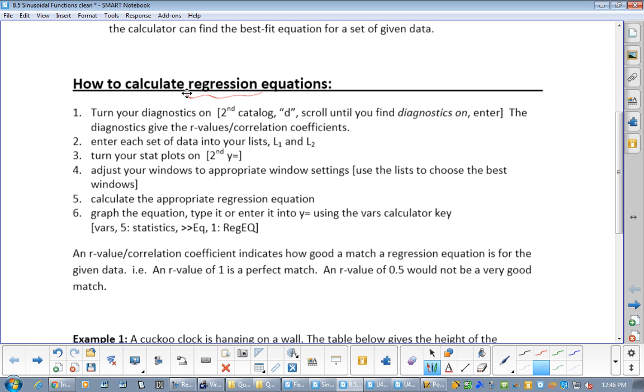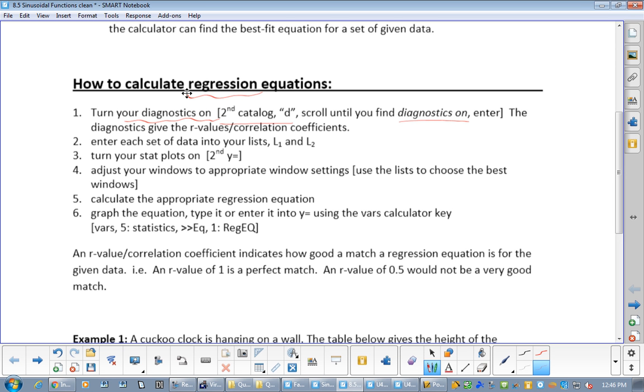If you do not know about regression by now, well, you all do, so we don't have to talk about that. So the first thing we always have to remember, now, you will be clearing your calculator before you go into the diploma. Once you do any of this, you will not have any of the R values. So you want to make sure you turn your diagnostics on. Remember that. Second, catalog D, and then get your diagnostic. You have to hit enter and then do it again.